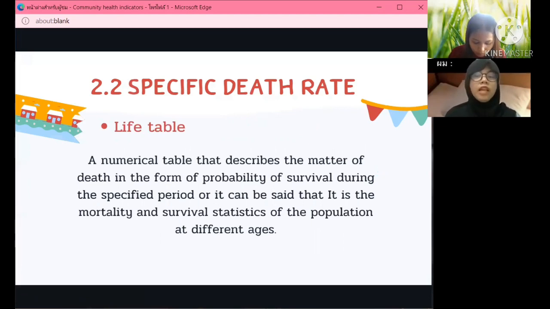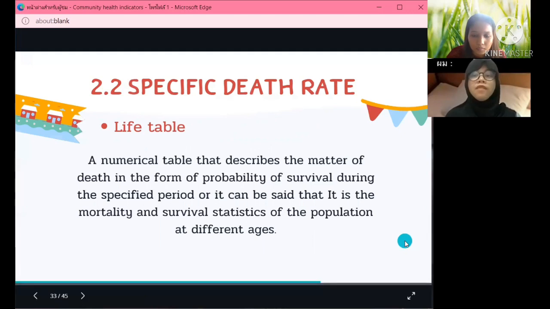Life table. A life table is a numerical table that describes the nature of death in the form of probability of survival during a specific period, or it can be said that it is the mortality and survival statistics of the population at different ages.